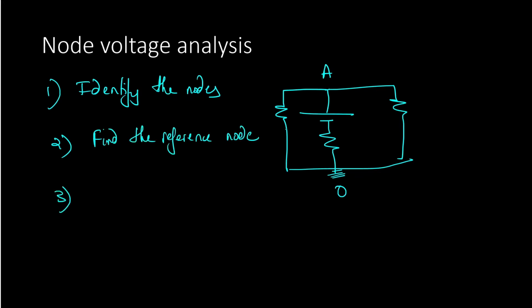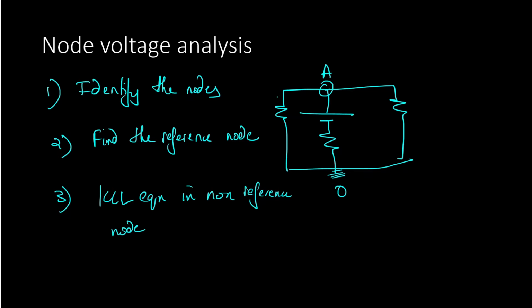Then solve KCL equations in the non-reference nodes. Which is the non-reference node here? A is a non-reference node. We solve the KCL equations in the non-reference nodes. So this is just the algorithm of node voltage analysis.